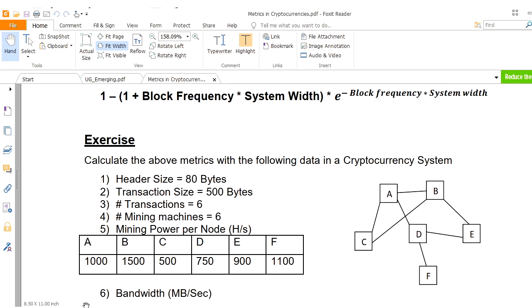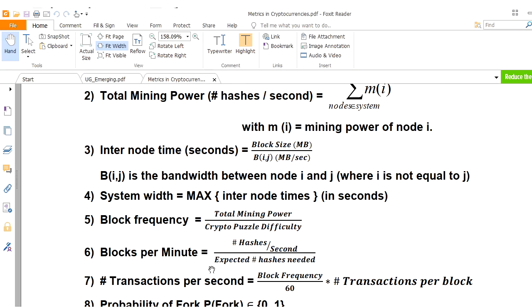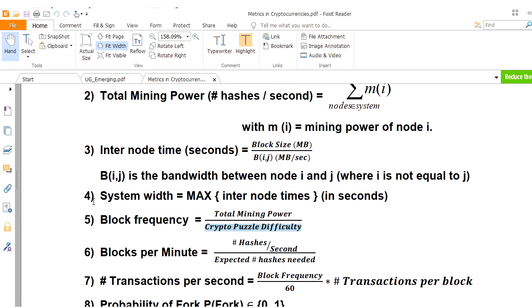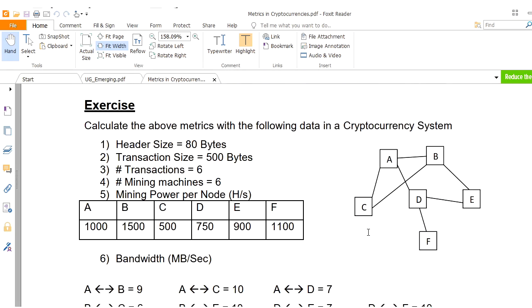Now one thing is missing here: the crypto puzzle difficulty. For the crypto puzzle difficulty, you take the latest block's difficulty. Whenever you are solving this exercise, you identify the latest block, find out its difficulty, and use that difficulty value in computing the block frequency.